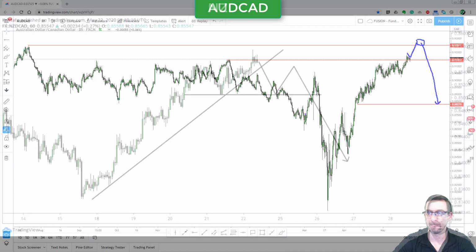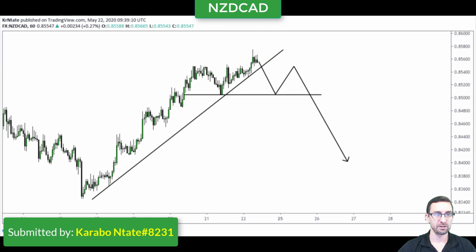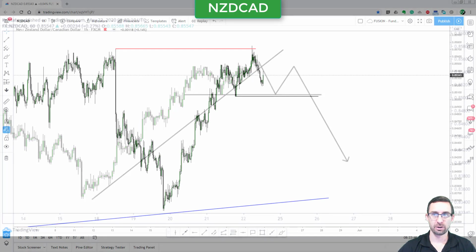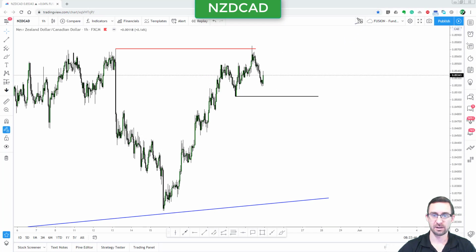Alright, so next up I want to look at New Zealand dollar CAD that was submitted by Karabu, and he's looking for a bit of a head and shoulders pattern to get short on the New Zealand dollar CAD. Now if I bring up the chart on my TradingView, I want to just discuss a couple of examples. And if the head and shoulders develop, this is our neckline.